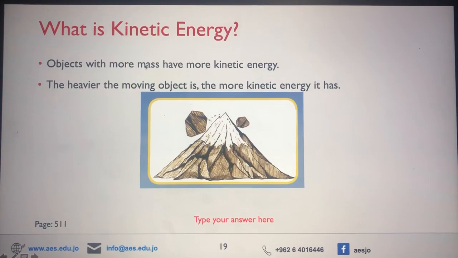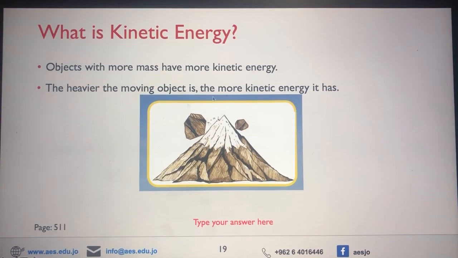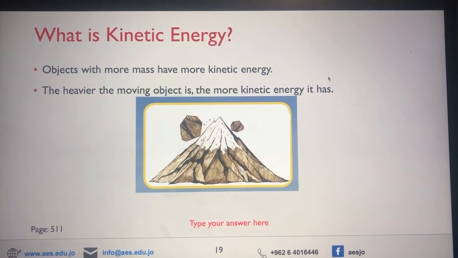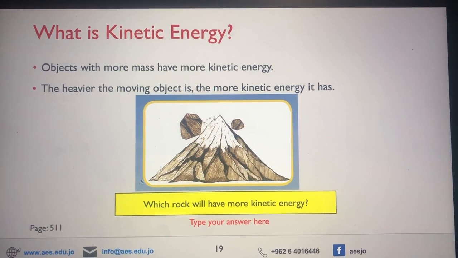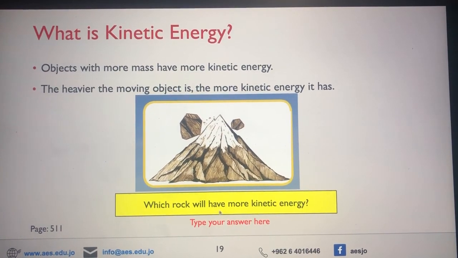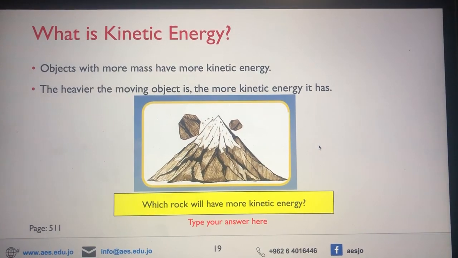Alright, the other factor that we talked about is mass. Objects with more mass have more kinetic energy. So the heavier the moving object, the more kinetic energy it has. So based on this picture, also in your book on page 511, which rock do you think has more kinetic energy? Please type your answer. The large or the small rock?